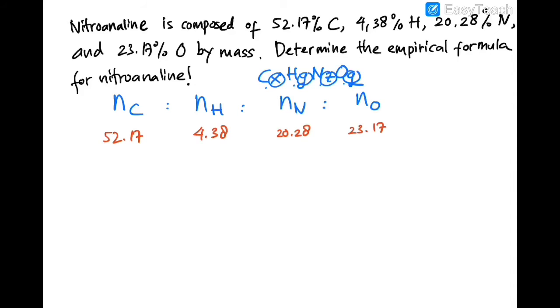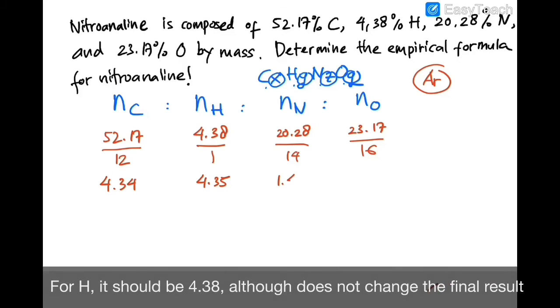To find the mole, we have to divide all of these values by their corresponding Ar. You can check again the Ar in the periodic table. For carbon, it's 12. For hydrogen is 1. For nitrogen is 14. And for oxygen is 16. And if you divide this, you will end up with 4.34, 4.35, 1.45, and 1.45 as well.